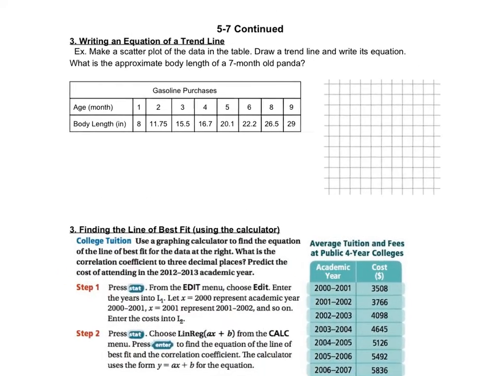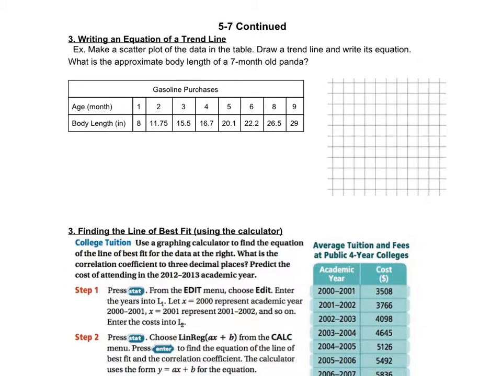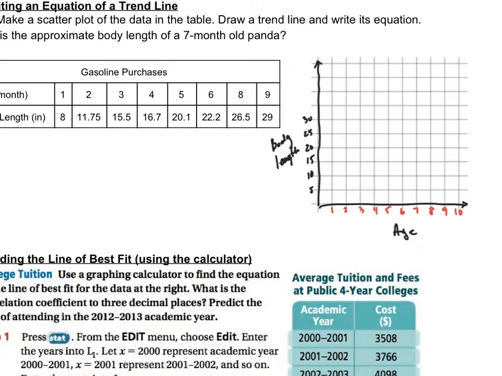of your data. Writing an equation of a trend line now, and make a scatter plot of the data. All right, and then we're going to draw a trend line and write its equation. So let's start with our data. All right, so my body length is my dependent information, and my age is going to be the independent information. So as I go to graph this, I'm going to graph age 1 in months is going to be 8 body length.